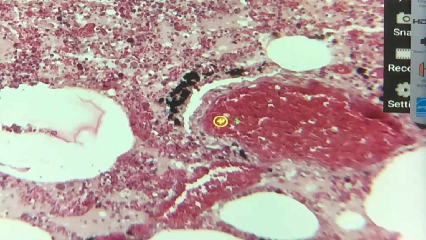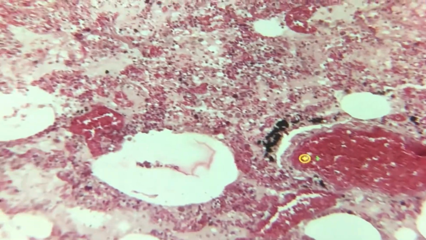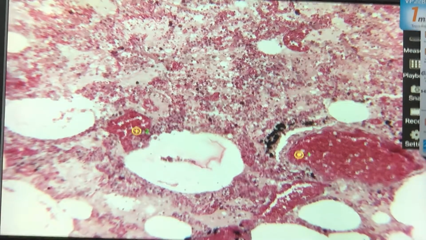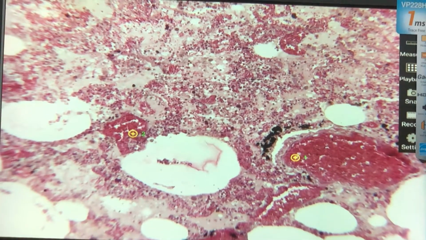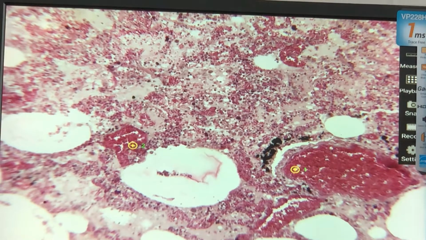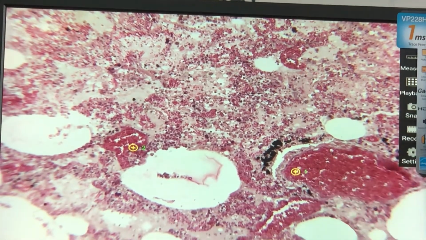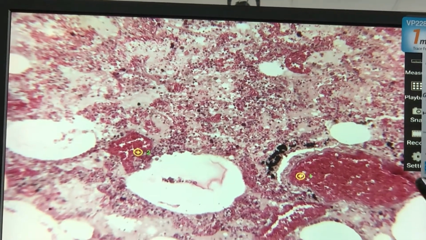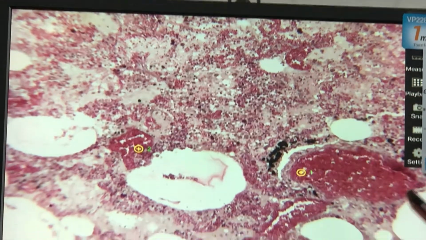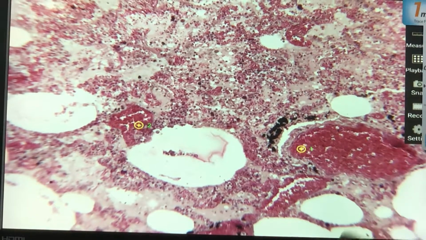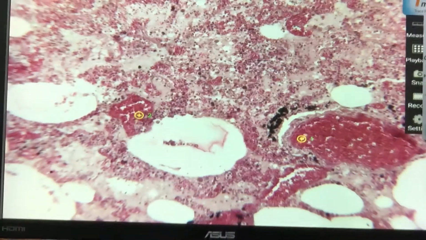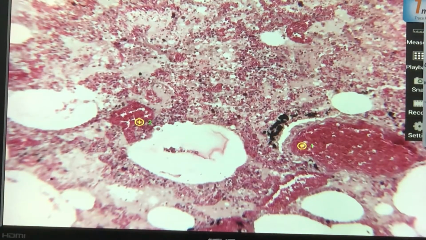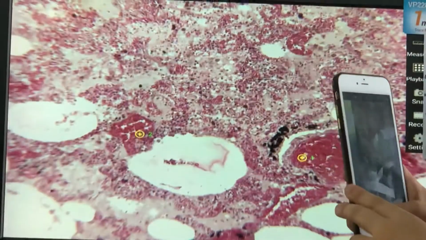Okay, I'm going to point another and you tell me if it is yes or no. That one. Yes or no? Number 2. Who says yes? Hands up. Minus 50. Who said no? Hands up. Plus 100. That's no. That is thrombus. Do you see the vessels? It's very clear. It's inside the vessels. That's thrombus.